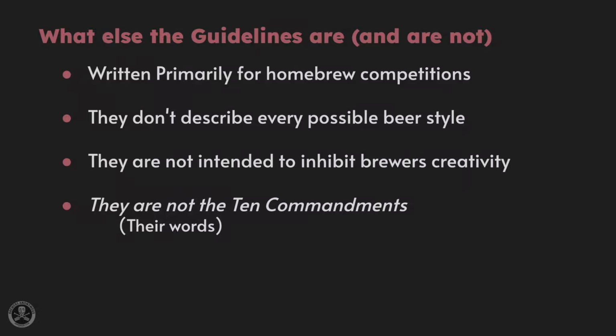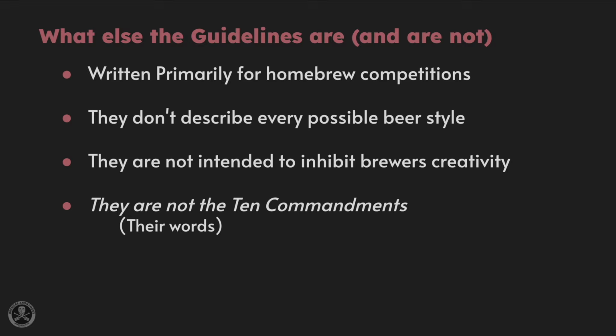They're not the 10 Commandments, and that is their words. This is plucked right from the BJCP website. The style guidelines are written to be interpreted with some flexibility, within reason, of course. Having a gold-colored beer that's described as being straw to yellow, but otherwise outstanding, there's some flexibility there. But a brown beer in that same style, well, not so much.